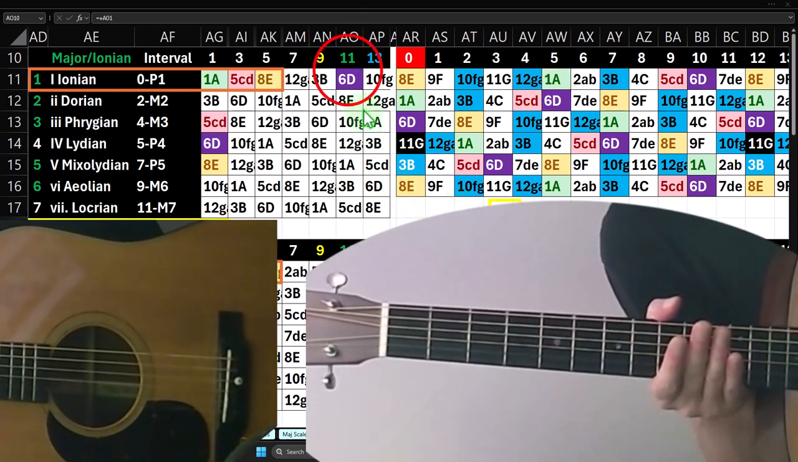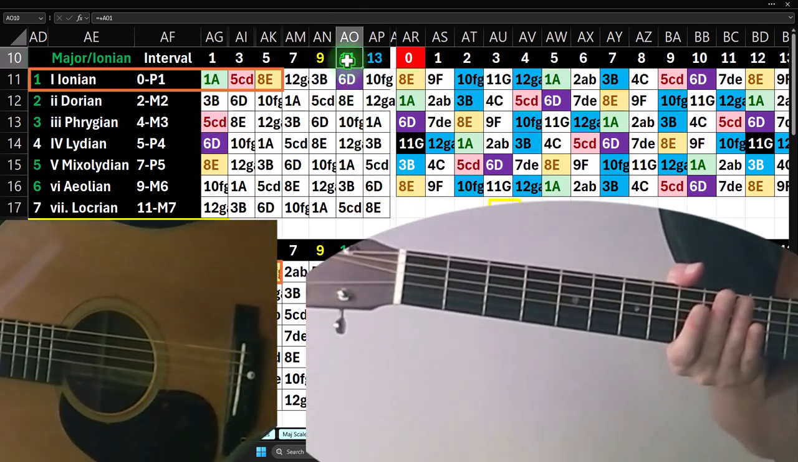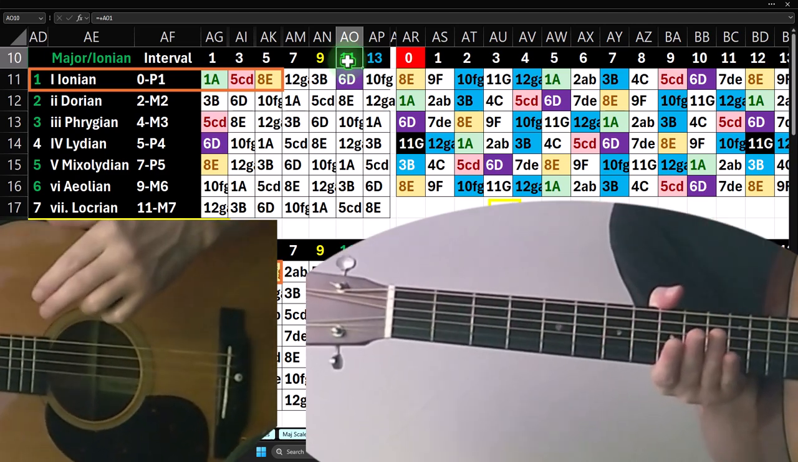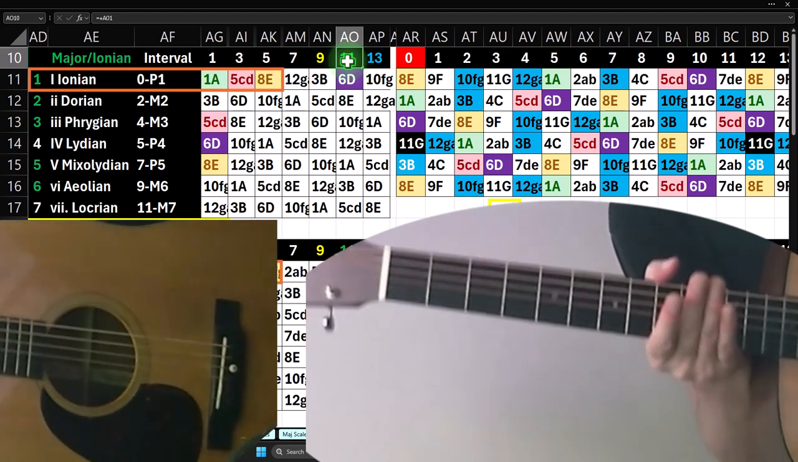Continuing with our project, this time looking at the 11. Basically, we're looking at the intervals, being able to finger the intervals that we can use to construct chords with.